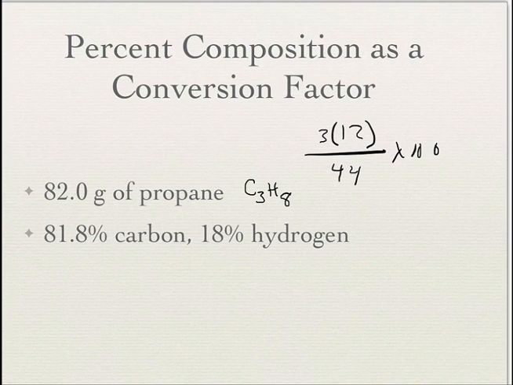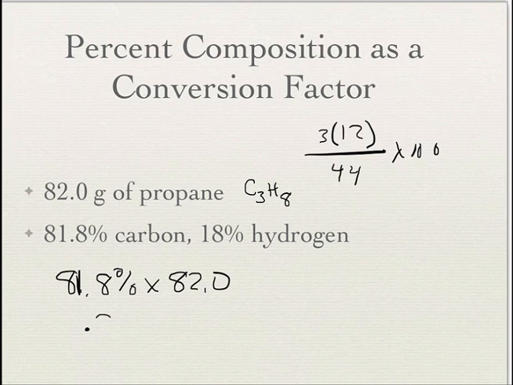If we want to now figure out what part of this 82 grams is carbon, we would take 81.8% of 82 grams. And if you're taking percents, really we're taking 0.818 times 82.0. And when I do that, 0.818 times 82 equals 67.07, or let's say 67.1 grams of carbon.